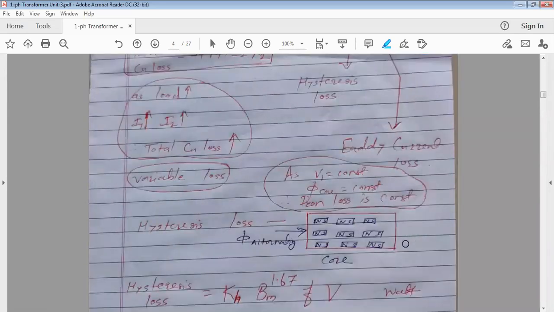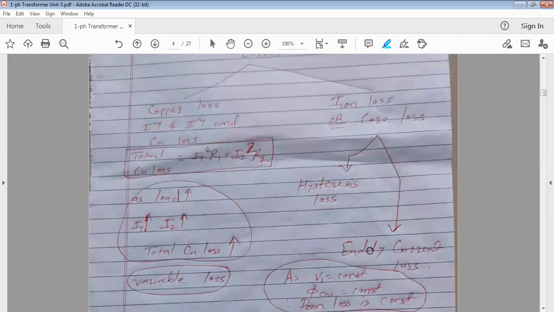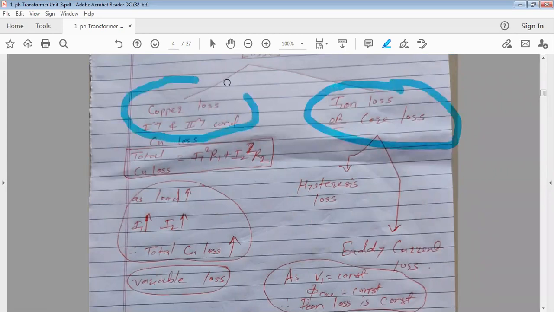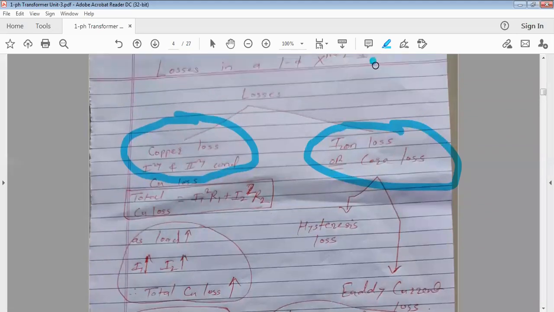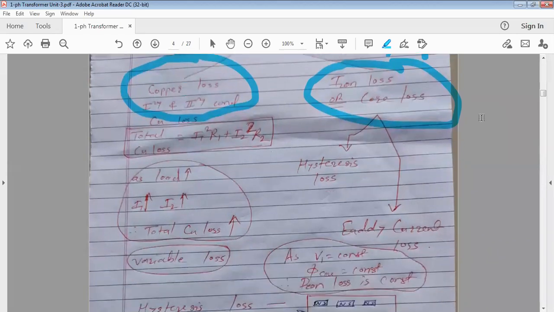Now here, what is the conclusion? Which one is constant loss: core loss, iron loss, or copper loss in a transformer? Core or iron loss is constant. Correct. Core loss or iron loss is constant. And why is it constant? Because V1 is constant. V1 is constant, that's why flux is constant, and that's why eddy current loss and hysteresis loss are constant.